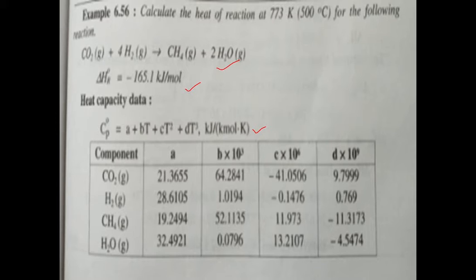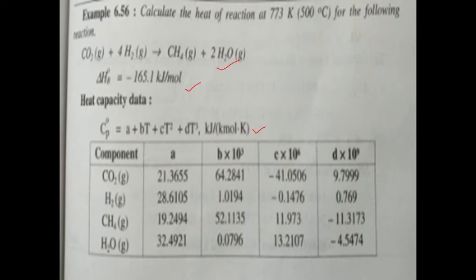Okay. One thing is very important, students, here. Standard heat of reaction values are directly given. So delta H R naught at standard temperature only is given in our problem. What is the standard temperature? 25 degrees Celsius or 298 Kelvin. At this temperature, delta H R naught is equal to minus 165.1 kilojoule per mole. Are you clear or not?